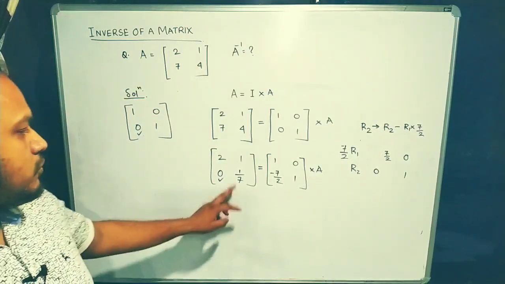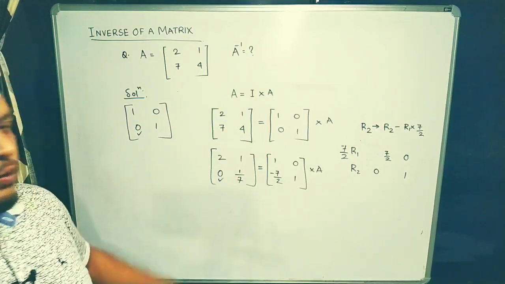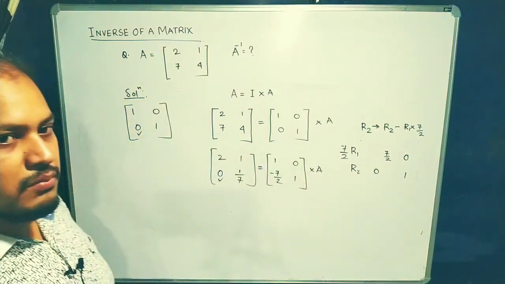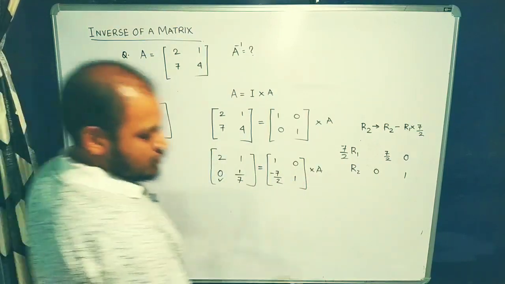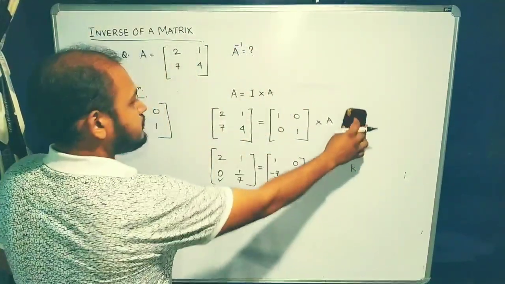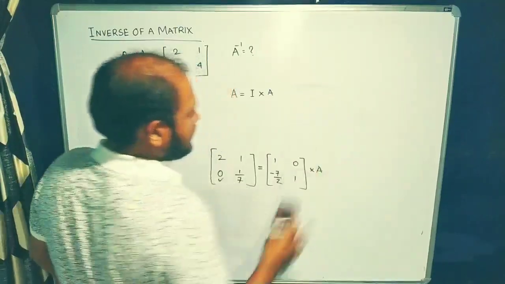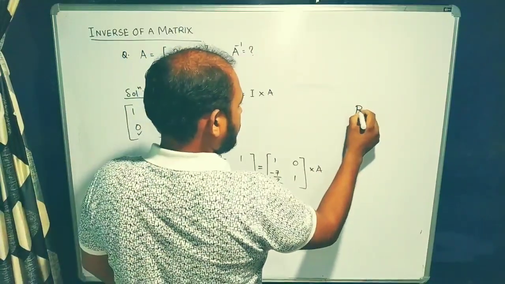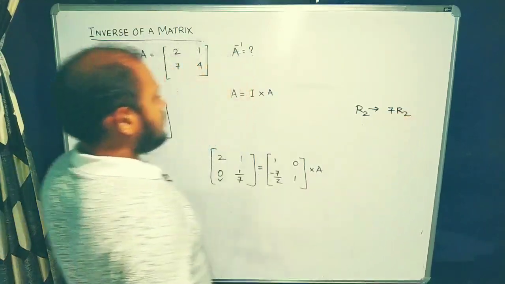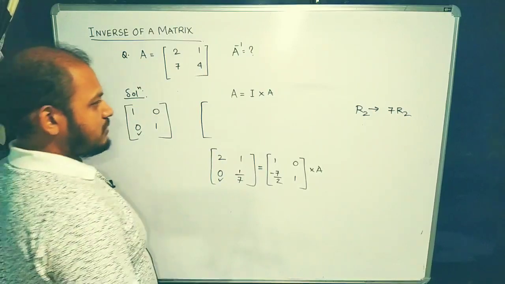The next number that we should try to make is 1. So we have to make 1 by 2 equal to 1. So how can we do that? We have to multiply the entire second row with the number 2. So the next operation that we perform here is this one. R2 gets changed to 2 times R2. So if you multiply the entire second row with the number 2, then what happens?